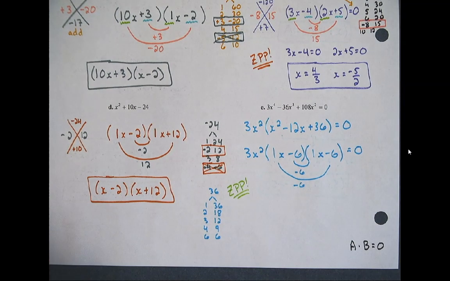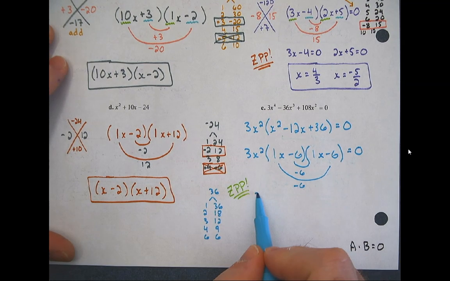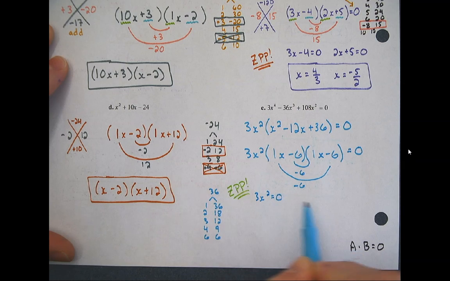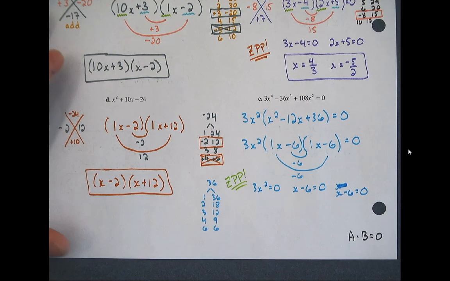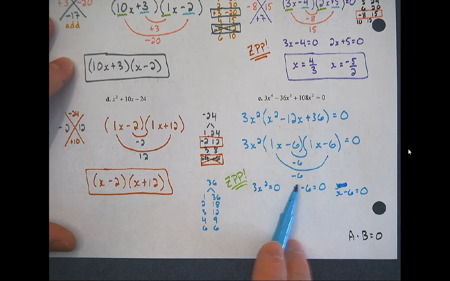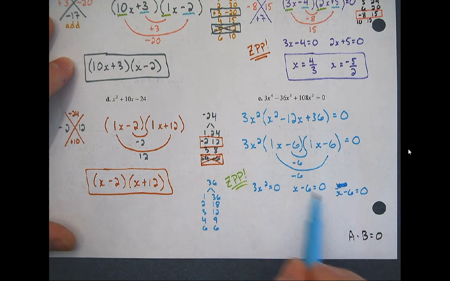ZPP. So that means 3x squared could be 0, or x minus 6 could be 0, or x minus 6 could be 0. Now, I'm not going to solve both of these twice. I'm going to just solve one of them. That's called multiplicity of 2. We're going to get into that later on.